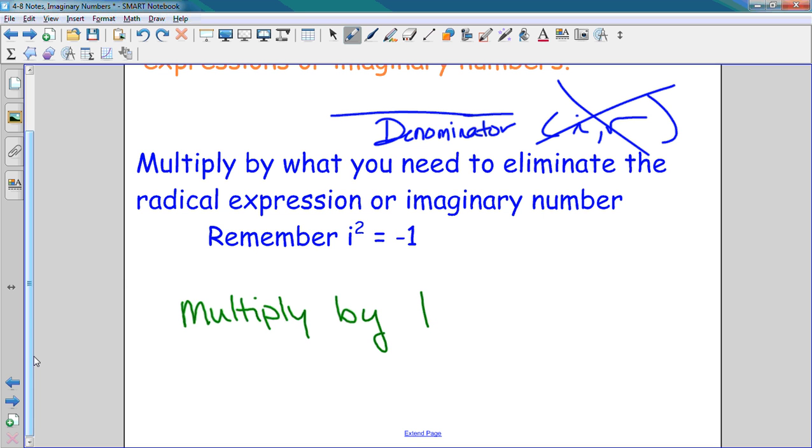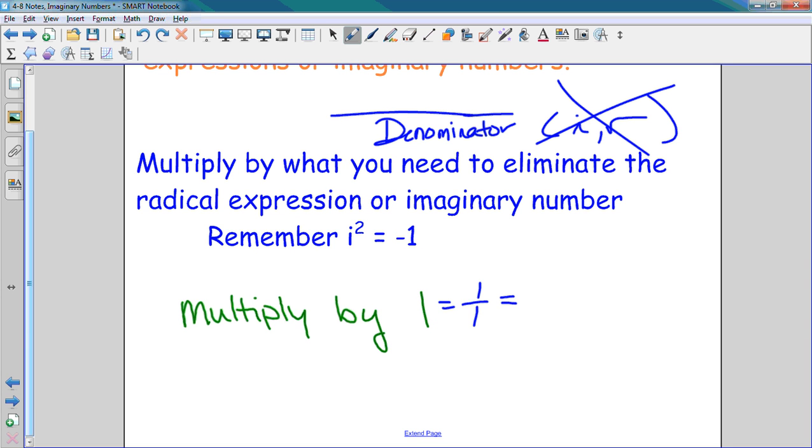Let me ask you a question. If you multiply something by 1, does it really matter? If I multiply 4 by 1, am I still going to be left with 4? Yeah. If I multiply anything by 1, I can do that because that doesn't change anything, right? It just keeps it the same. Well, what's another way to write 1? How can I write it as a fraction? 1 over 1.